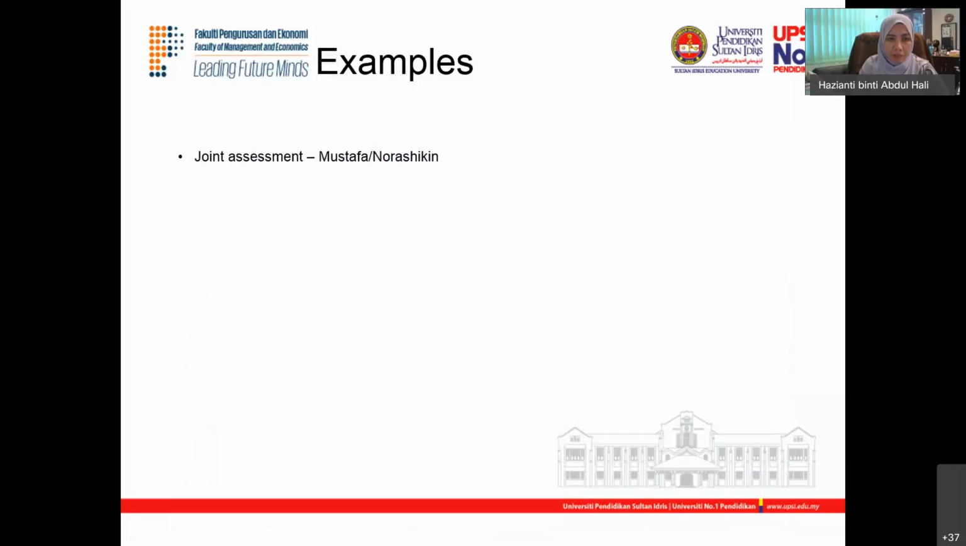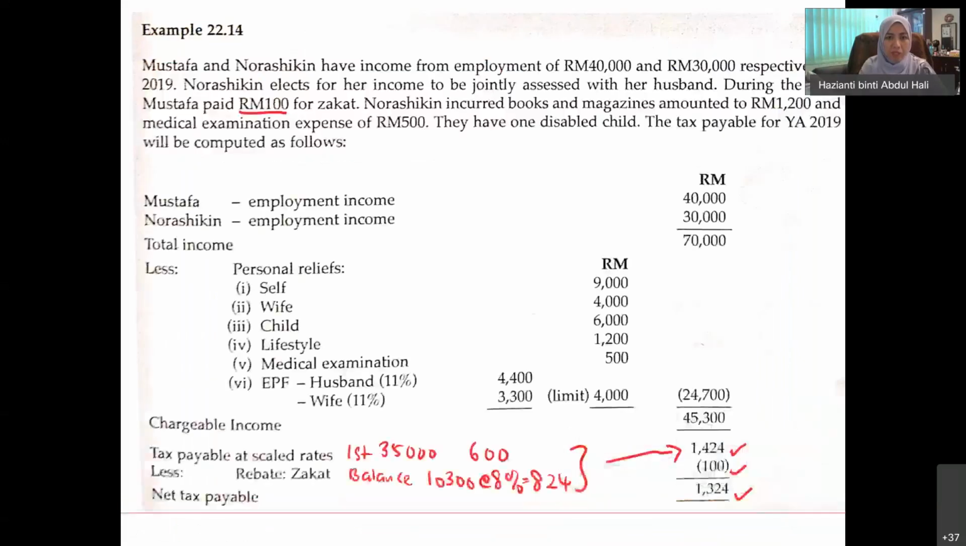Alright, I have one example here, joint assessment for Mustafa and Nora Shikin. Okay, so you can look at this question. It is in your notes already. So here we have Mustafa and Nora Shikin. They have income from employment 40,000 and 30,000 respectively in 2019. So here Nora Shikin elects for her income to be jointly assessed with her husband. Nampak the wife yang pilih.